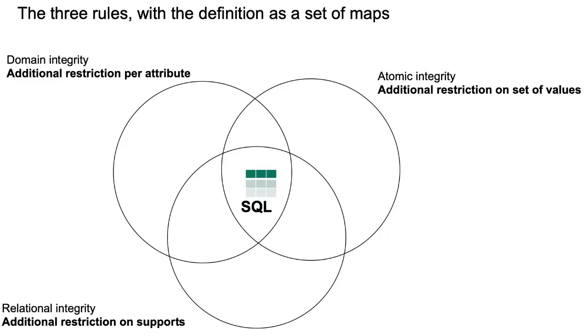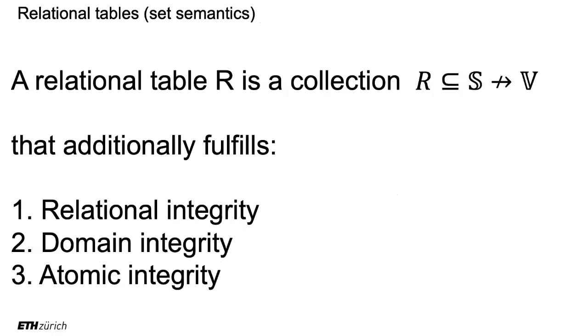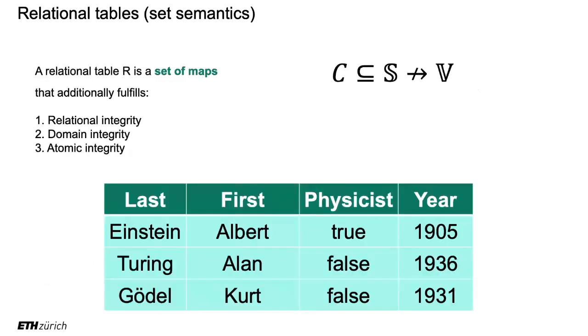So what does it mean for our 3 rules? They are not enforced by the definition of the collection as a set of maps. I have to add on top of that definition these 3 constraints, constraining the attributes, the supports, and the set of values. And this is my relational table. It's basically a collection, so a set of maps that also has relational, domain and atomic integrity, right? So this is it. That's my definition. A relational table is a set of maps that I call records that has relational, domain and atomic integrity.